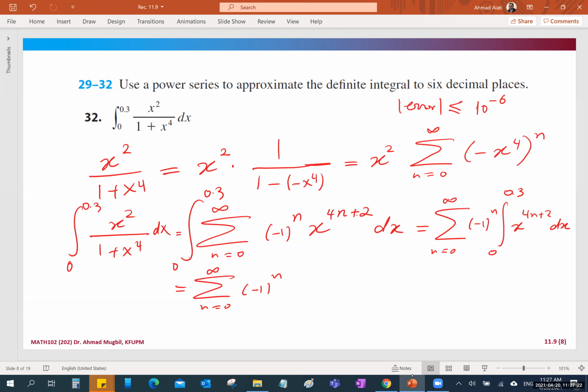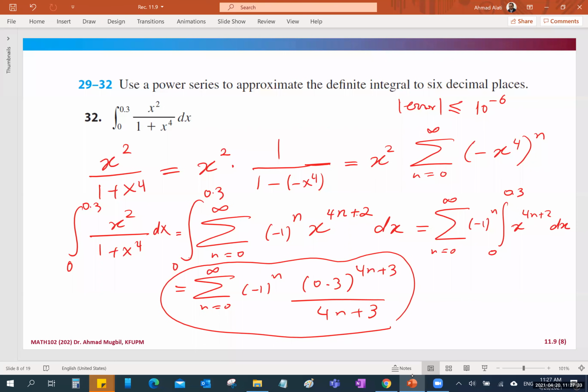Let me repeat it again. It is 0.3 to the power 4n plus 3 over 4n plus 3. So this is the exact infinite series that corresponds to this integral. Now we want to approximate the value of this definite integral to 6 decimal places. So we want to approximate it such that the difference between the estimation and the exact sum will not be bigger than 10 to the power -6.